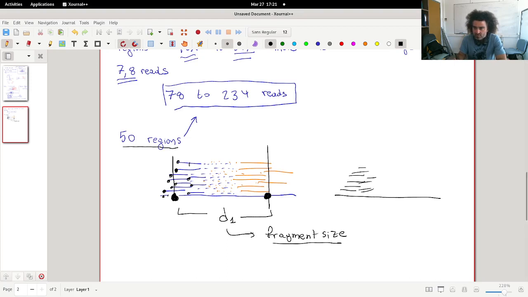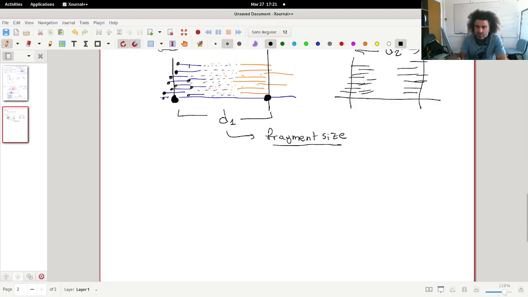I will just not use colors now. These are the plus and the minus, and here we have D2, and therefore we have 50 such numbers because we had 50 regions. So D1, D2 up to D50. And then from these D's we find the average value. And this is the so-called fragment size.